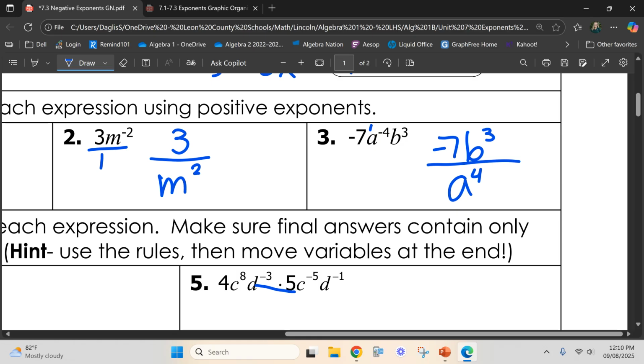Questions about any of those before we level up? How did they do that? Because the a had a negative 4 exponent. So we're watching for negative exponents. All right. We're going to mix it with our other rules. So do you have any questions about negatives?